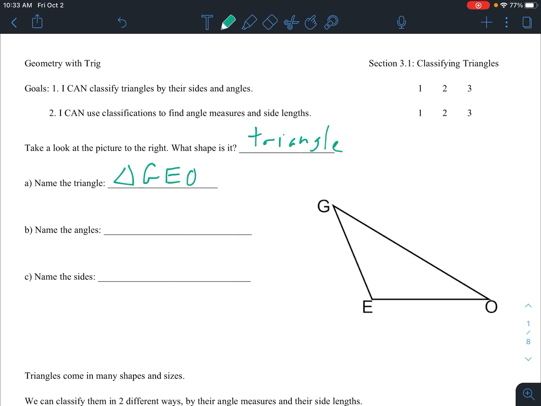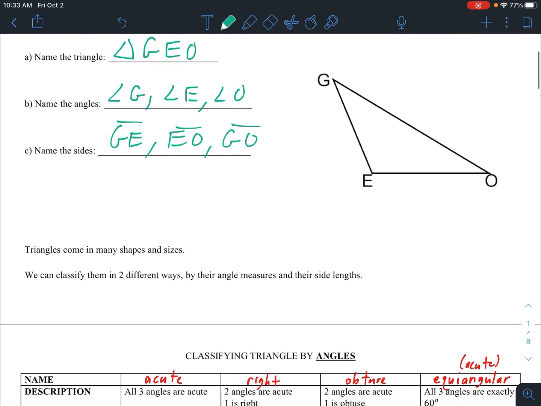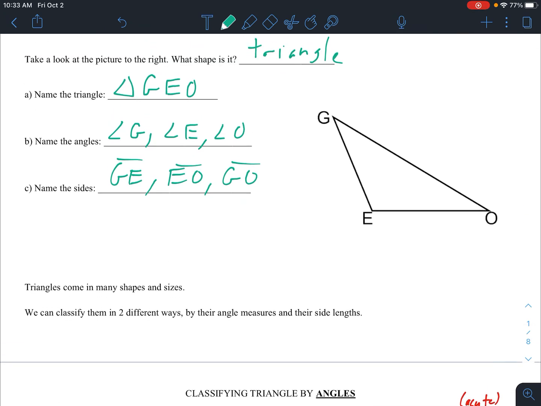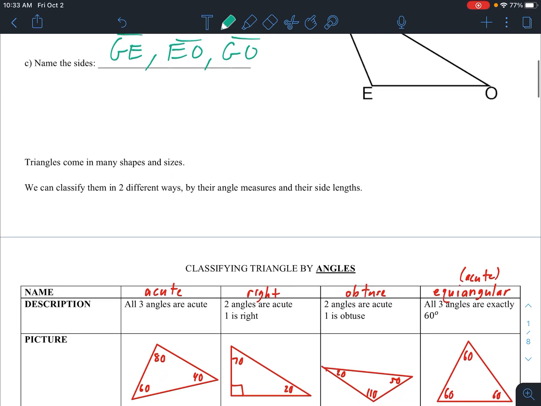The angles are angle G, angle E, and angle O. And the sides are GE, EO, and GO, in any order. Triangles can come in many different shapes and sizes. We classify them in 2 ways, once by their angles and once by their sides. Let's take a look at their angles first.